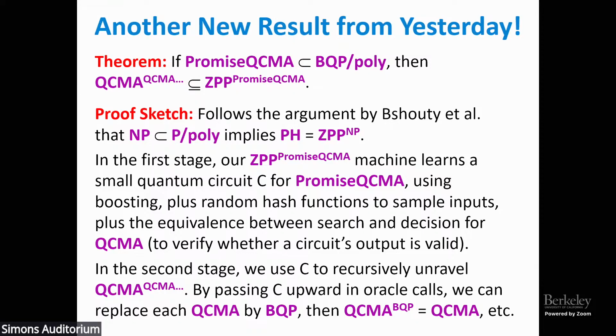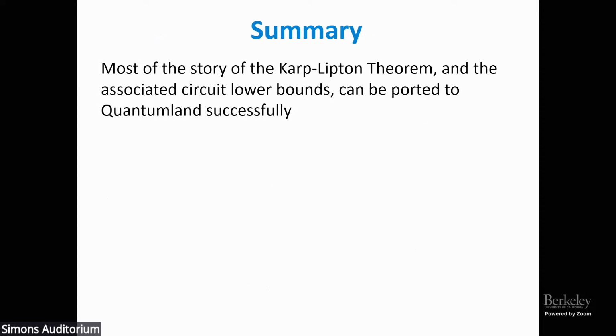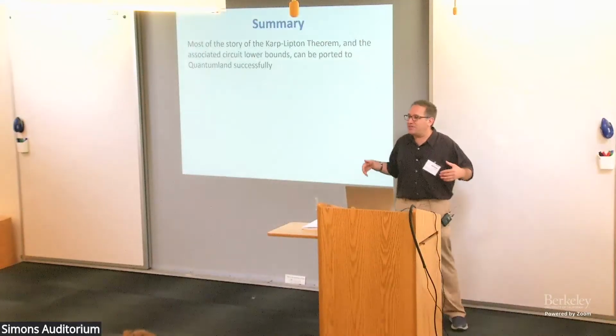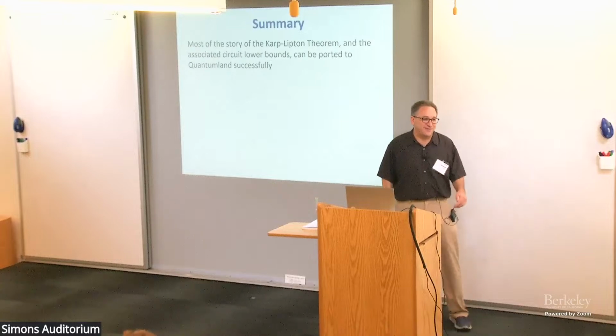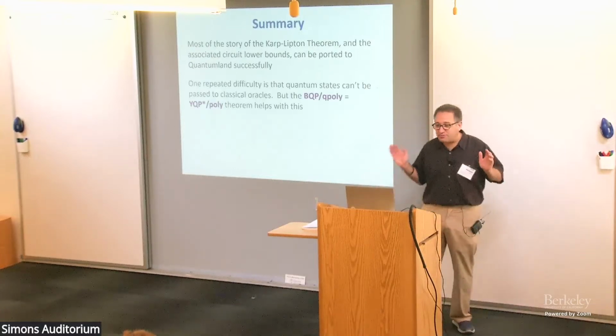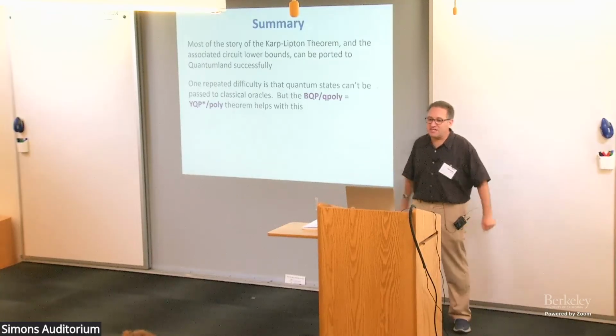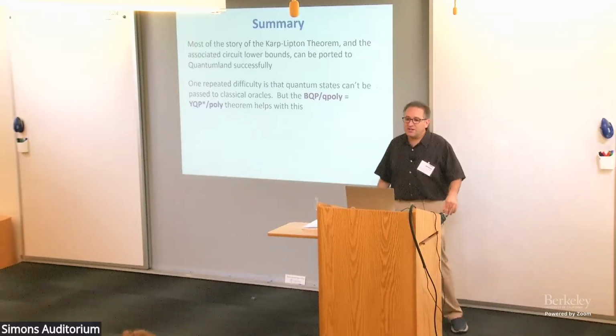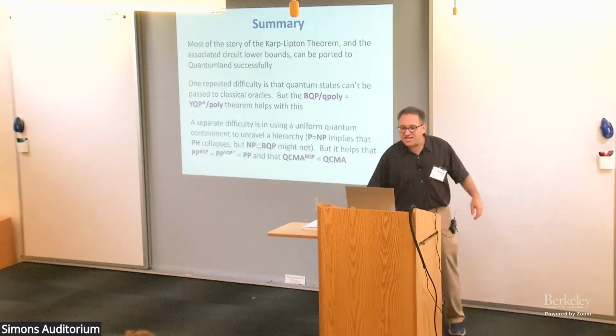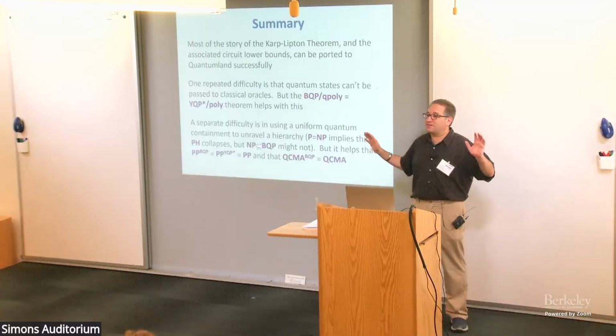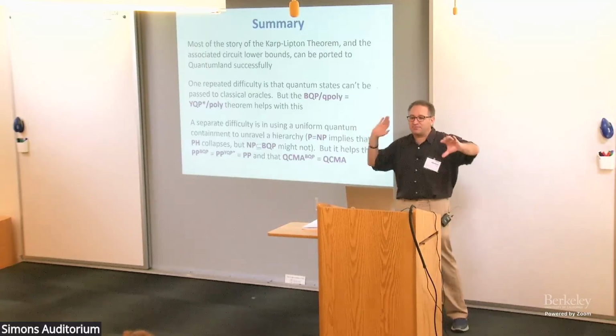So if PromiseQCMA has small quantum circuits, then actually the whole QCMA hierarchy collapses to ZPP to the PromiseQCMA. So I'll spare you the details of that. Okay, but let me now summarize. Most of the story of the classical Karp-Lipton theorem and the associated circuit lower bounds can be successfully ported to quantum land. There is one repeated difficulty, which is that quantum states cannot be passed to classical oracles. But my theorem with Drucker that BQP with quantum advice equals YQP with classical advice helps a lot with that.